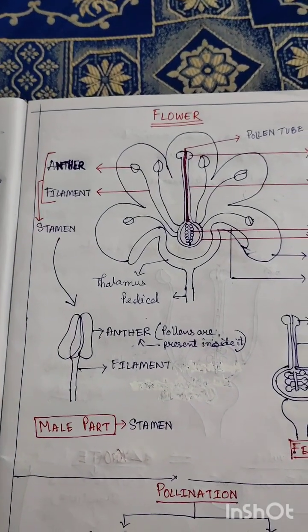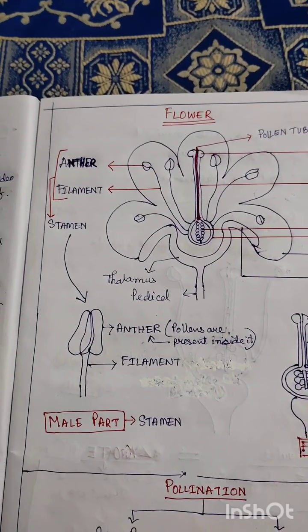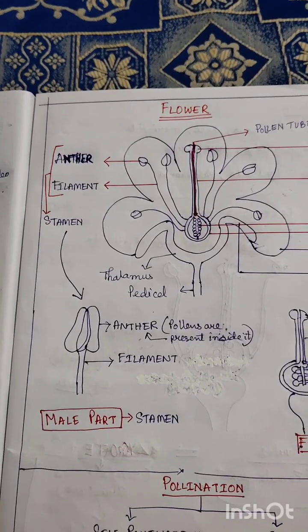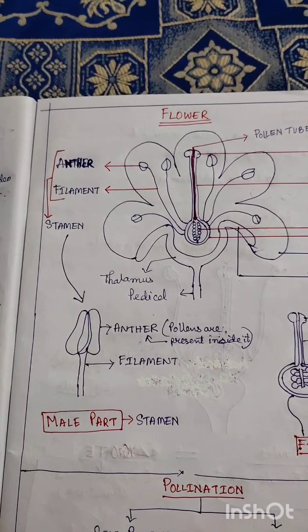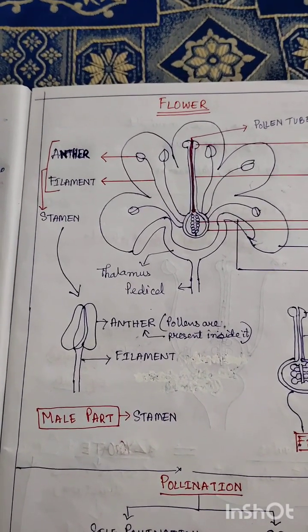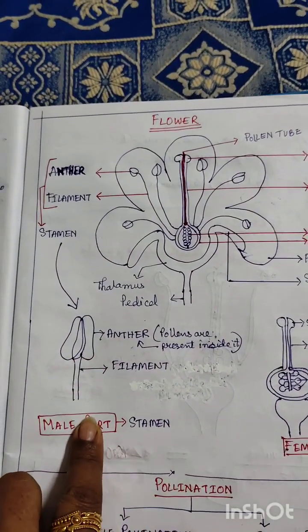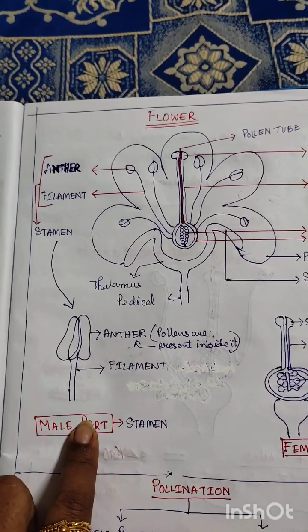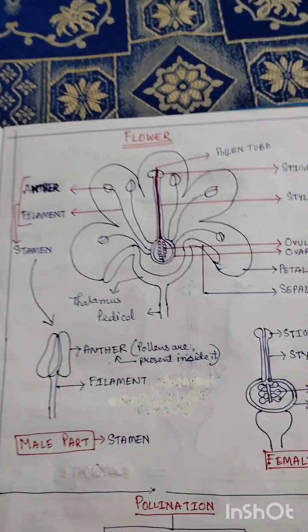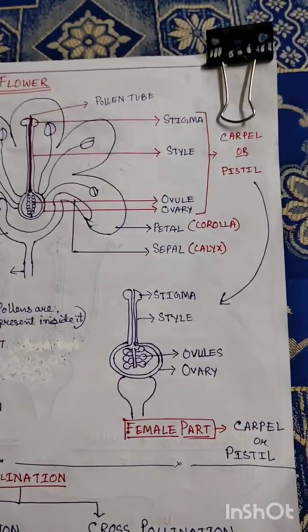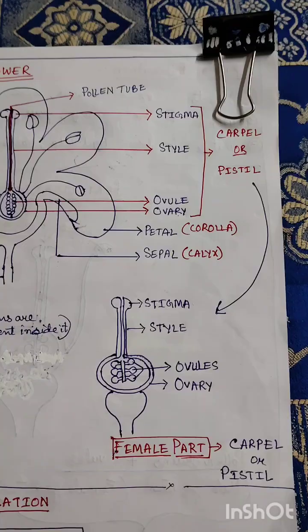Okay, it produces pollen grains inside it. Pollen grains produce male sex cells or the male gametes. This is the function of the anther, which participates in pollination. Now we are going to the female part of the flower.